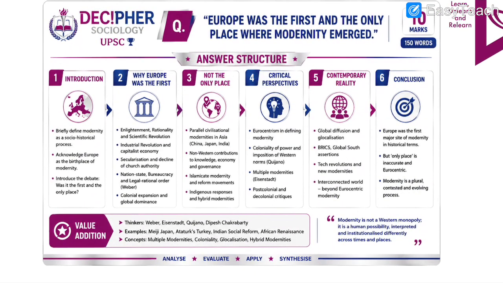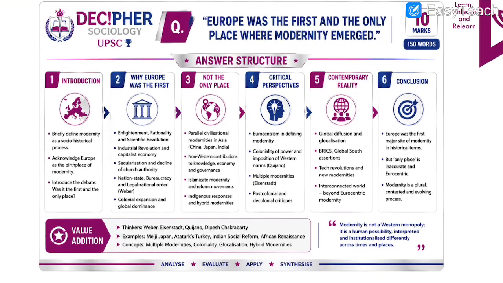So this question is of 10 marks and the question says that Europe was the first and the only place where modernity emerged. This is a statement and you need to critically analyze it. Now whenever you see this word in the UPSC exam, be sure that there can be 2 sides or there can be an alternative argument whenever you see absolute words like only.